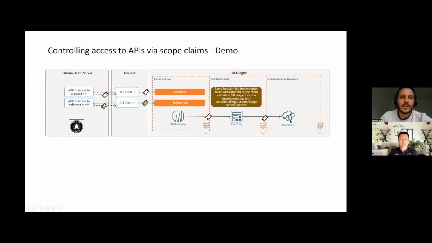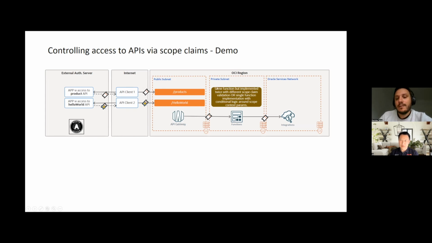So the first client's going to have access to the product API, or will get assigned a token with the product scope, and the second one will get a hello world scope. Once they retrieve their relevant token from the authorization server, they're going to call our gateway at the relative API endpoint. And the gateway is going to call this auth function that we've talked about. This auth function is going to locally validate the JWT and then do a token exchange to the IDCS, and then call the backend service, which is hosted on OIC.